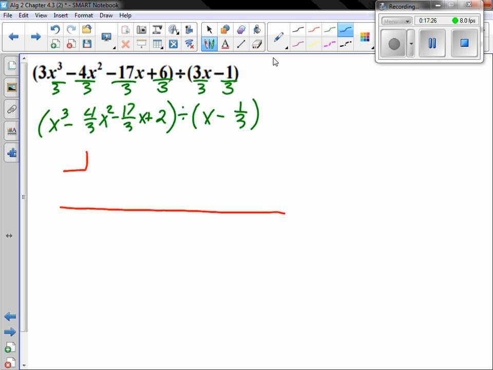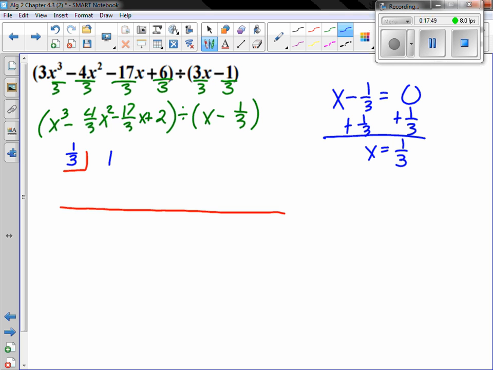So the first thing we need to do is find out what goes in the cubby hole. So we take x minus 1/3, set it equal to 0, and solve for x. So x is equal to 1/3. So what goes up in here is 1/3. Now what goes across the top, because we have x cubed, x squared, and x, would be 1, negative 4/3, negative 17/3.